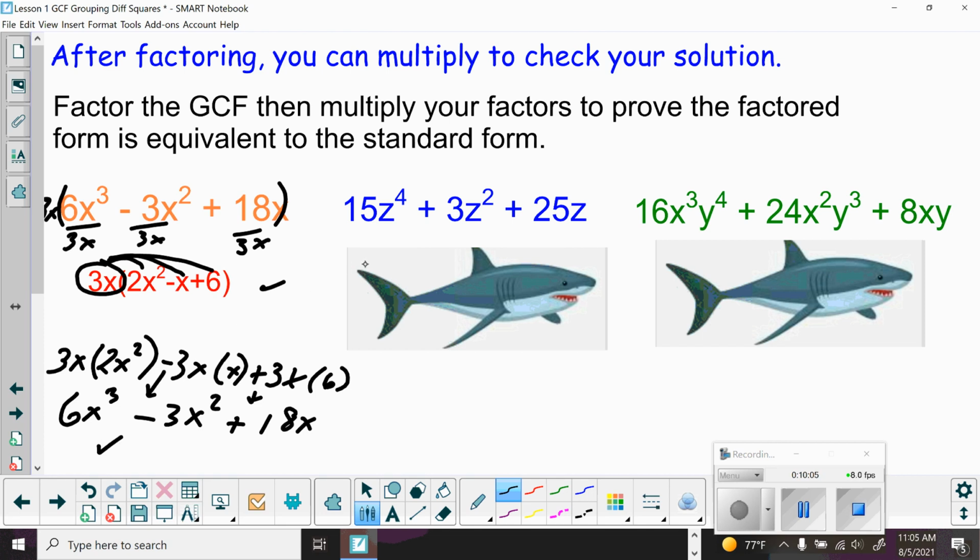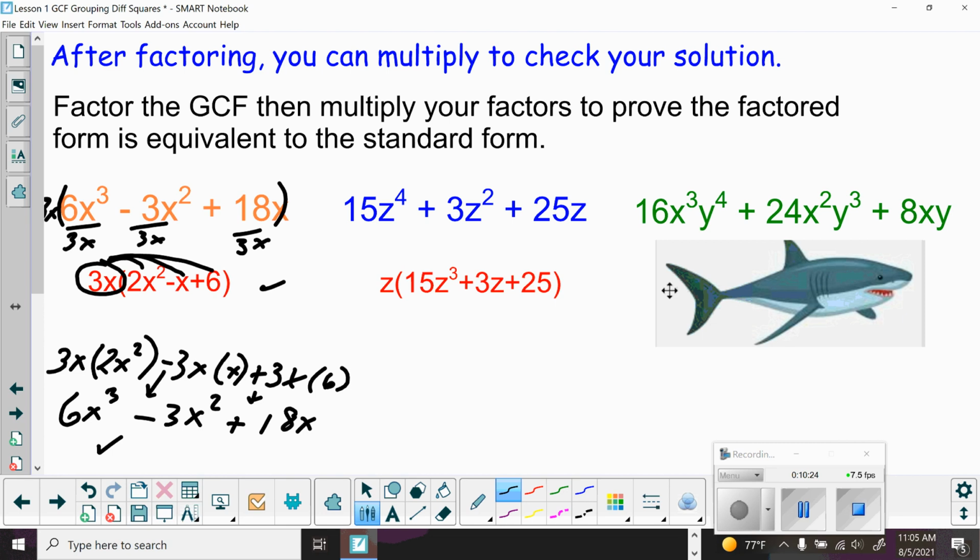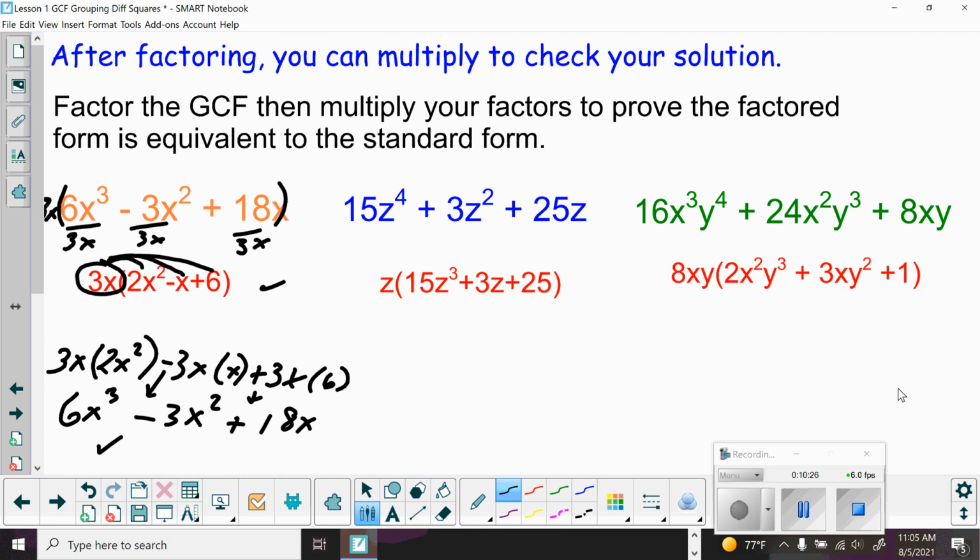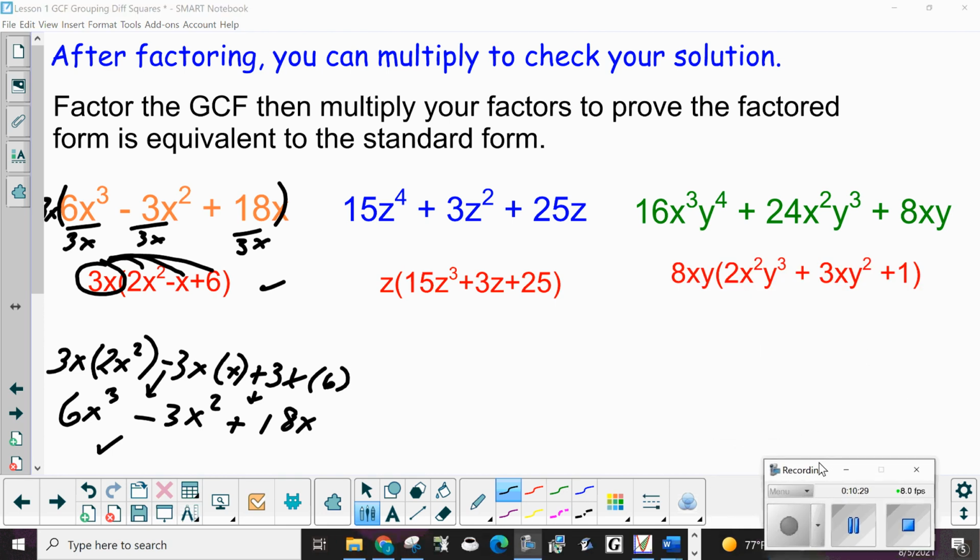Go ahead and try these next two. Do the greatest common factor and then multiply the greatest common factor times the polynomial to see that you get the original back. Pause the video. Let's look at it. Okay, first off, this is what you should have gotten when you factored. If you had trouble with this and you don't understand why after looking at it, please get with me. Otherwise, we're just going to go ahead and do the multiplying.